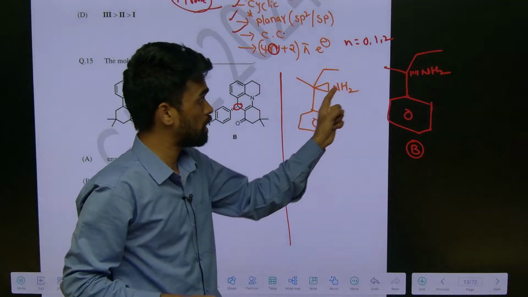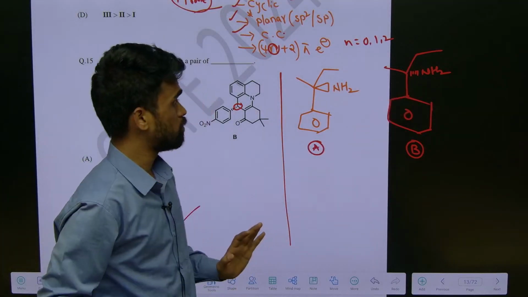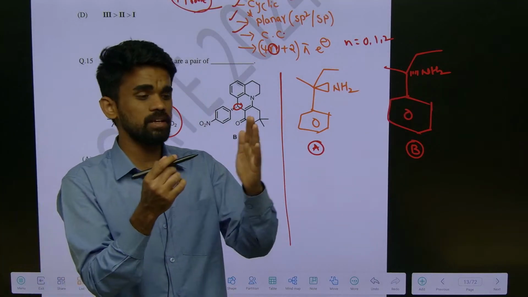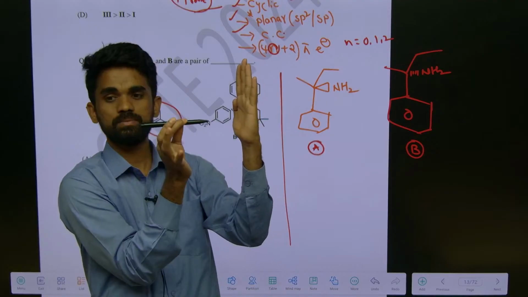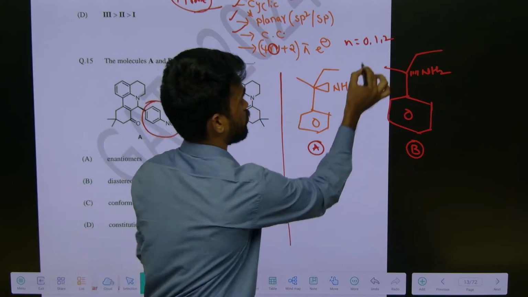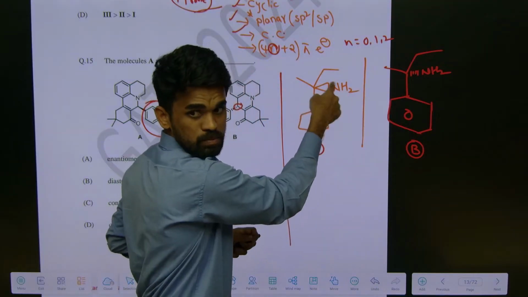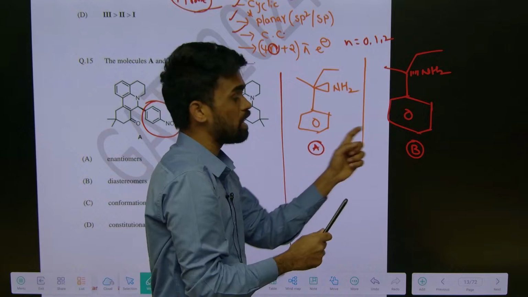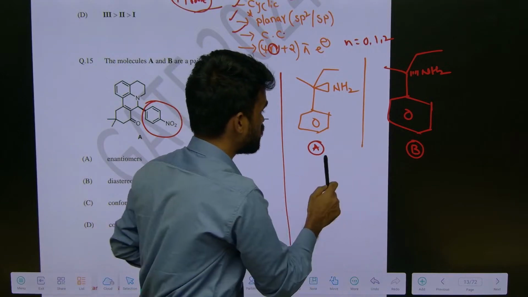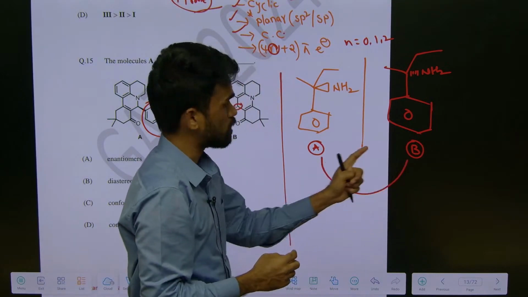This is above the plane. Here it is below the plane. It means you just take a mirror and place an organic molecule. So if I place a mirror over here, what happens? The above-the-plane species become below the plane. So it means A and B are mirror images. Now see, these are mirror images or not?